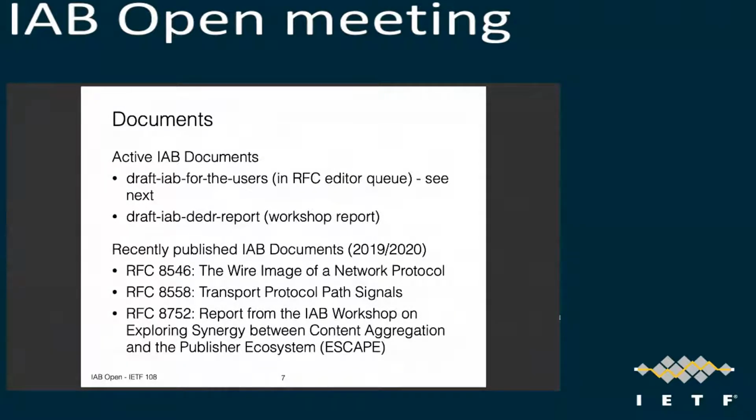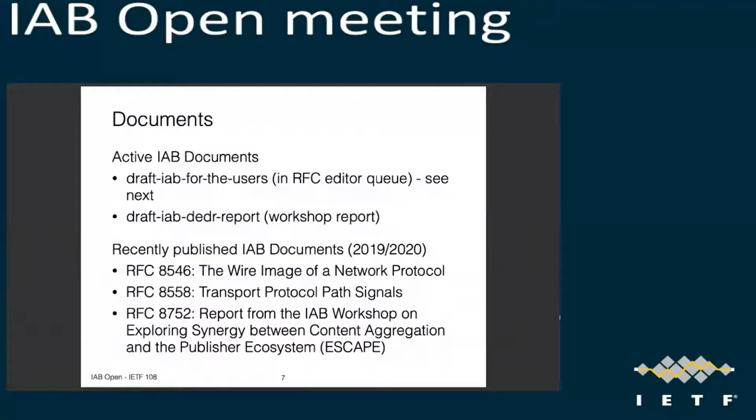Okay, so let's start with the first part of our agenda, which is focusing on documents. Currently, we don't have any active IAB documents which are really ready yet. We have the draft IAB for the users, which is already in the RFC editing queue, and we'll see a little bit of a presentation about this next. And we have the data report, which is still an IAB document, but that's a workshop report. It's not any architecture guidance or anything like that.